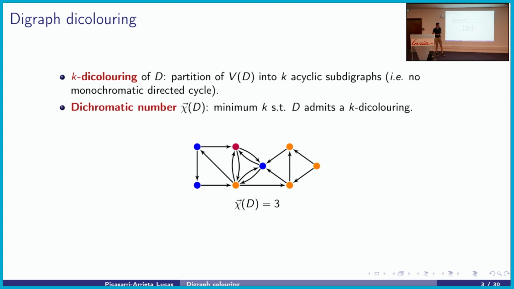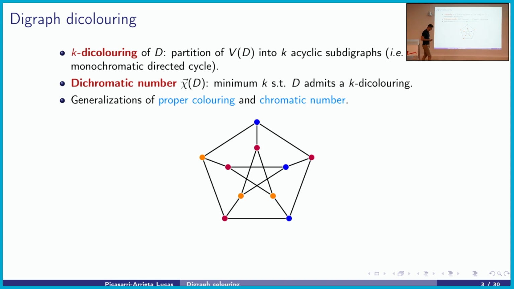And what we call the dichromatic number of a digraph is again the minimum number of colors we need to find a dicoloring of this digraph. So in this example, the dichromatic number is 3. And this is at most 3 because we indeed have a 3-dicoloring. And it is exactly 3 because you see that we have a bidirected triangle here. And on these vertices, we need 3 distinct colors.